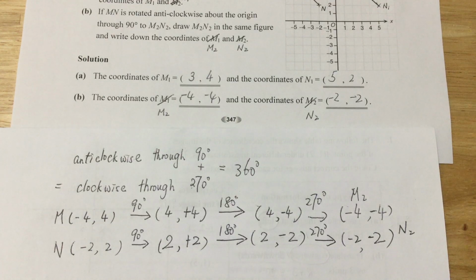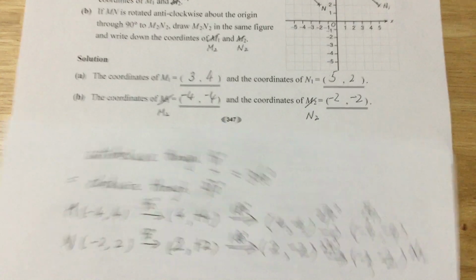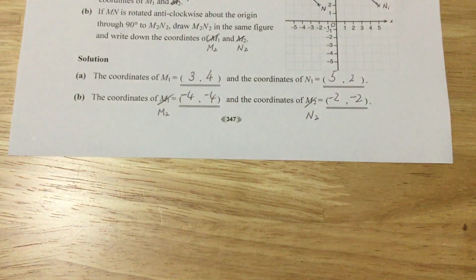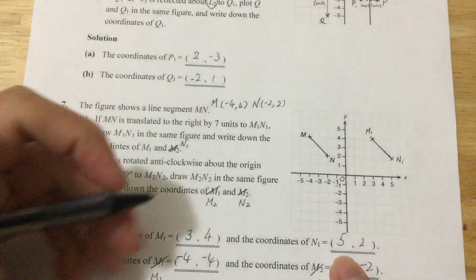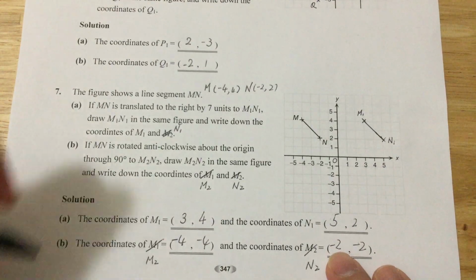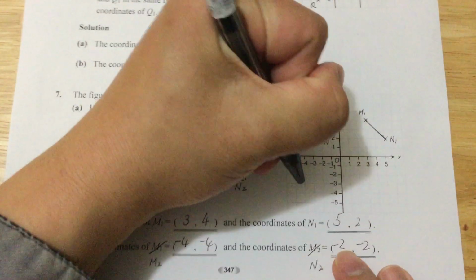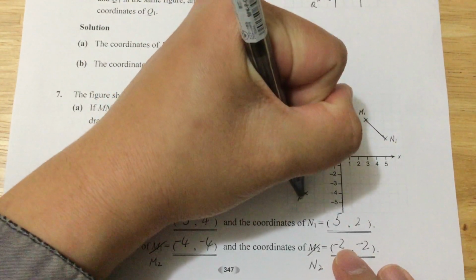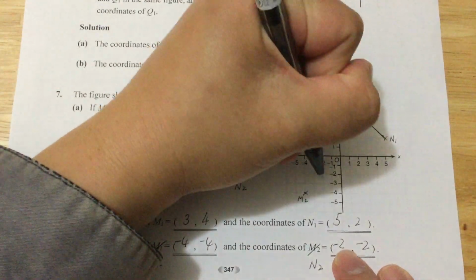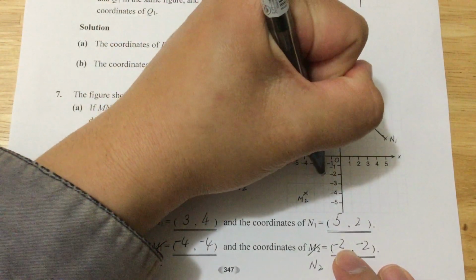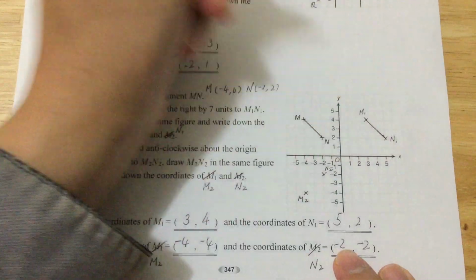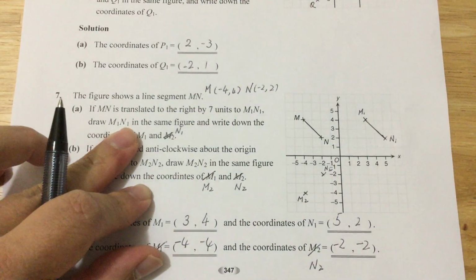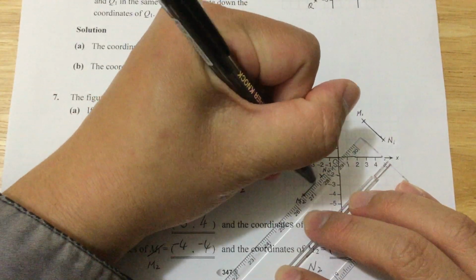But let us draw it and show it on the figure. Is it correct or not? Okay, now we take away this paper and we draw it once again. So for M2, you will have negative 4 and negative 4. So we draw it here. This is M2. And then this is N2. We have negative 2 and negative 2. So we draw it like this here. And then we use the ruler to draw the straight line.